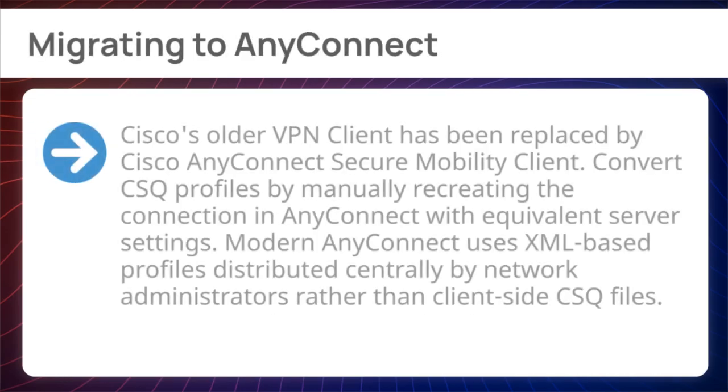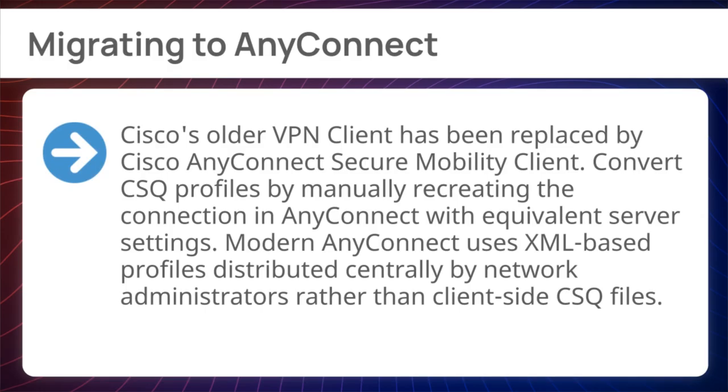Finally, migrating to AnyConnect. Cisco's older VPN client has been replaced by Cisco AnyConnect Secure Mobility Client. Convert CSQ profiles by manually recreating the connection in AnyConnect with equivalent server settings. Modern AnyConnect uses XML-based profiles distributed centrally by network administrators rather than client-side CSQ files.